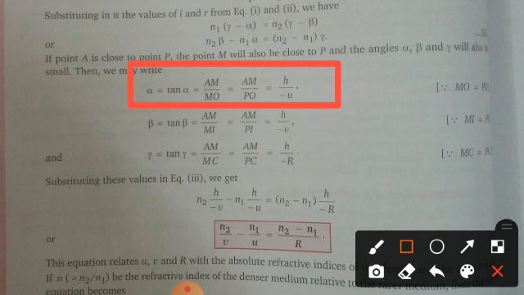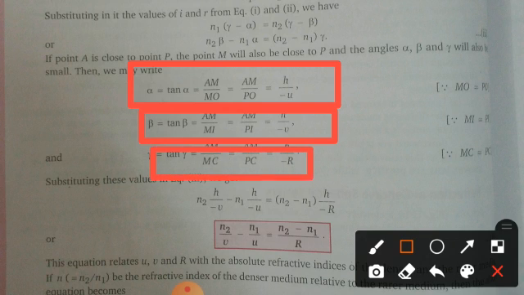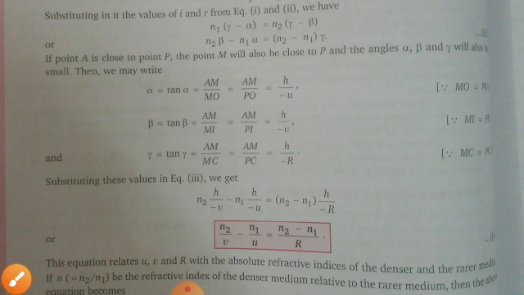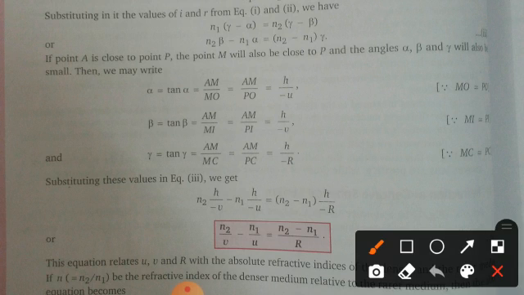Similarly, if we are taking here beta, so tan beta is equal to how much? Tan beta is AM upon MI, which is equal to AM upon, in place of MI you can write PI, which is approximately equal to, so this is the distance we consider here, minus V. Fine. Also you can write for the gamma, tan gamma is equal to AM upon MC, where MC is approximately equal to PC, and this is the radius of curvature distance. So in place of AM we write H, and in place of PC we write here minus R.